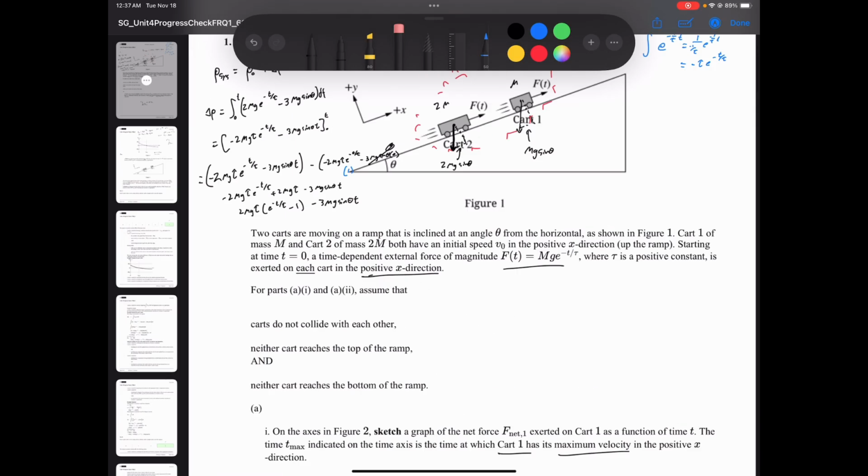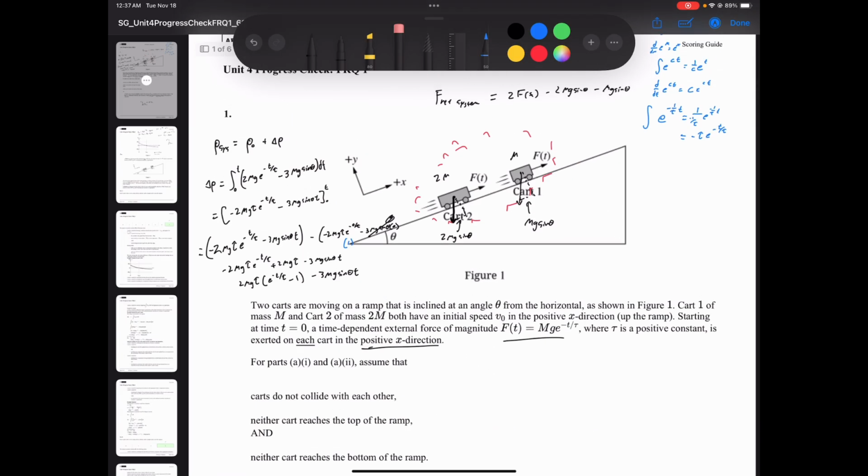So part A, we have these two carts here, cart 2 and cart 1. I know I already have some writing on it, but basically there's an applied force on these carts, and the function for that force as a function of time is mg times e to the negative t over tau, where tau is a positive constant, and it's the force exerted on each cart in the positive x direction.